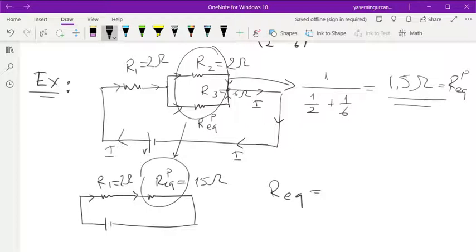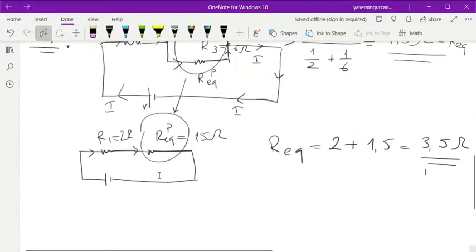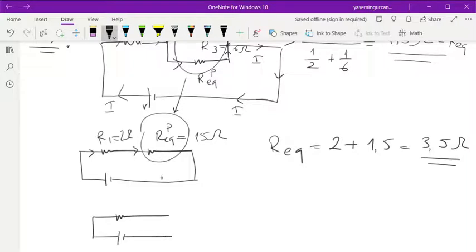So the total or equivalent of the whole circuit is going to be 2 plus 1.5. Therefore, it is 3.5 ohm. So this is the R equivalent of the whole circuit. You can even redraw it with one singular resistor that is the R equivalent of the whole circuit. So it's V, and this is R equivalent.